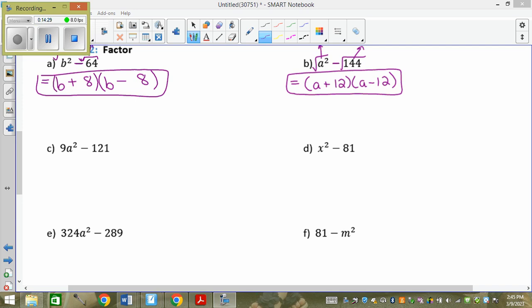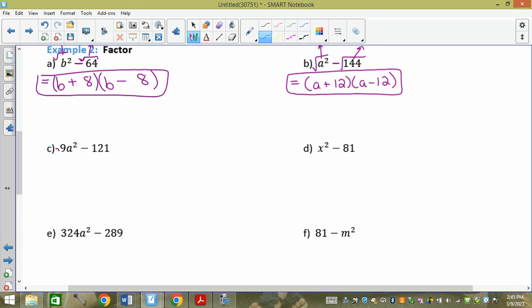For C, we have 9a squared minus 121. So we can take out, this would be a 3a. This would be 11. So then we would get 3a plus 11, 3a minus 11.